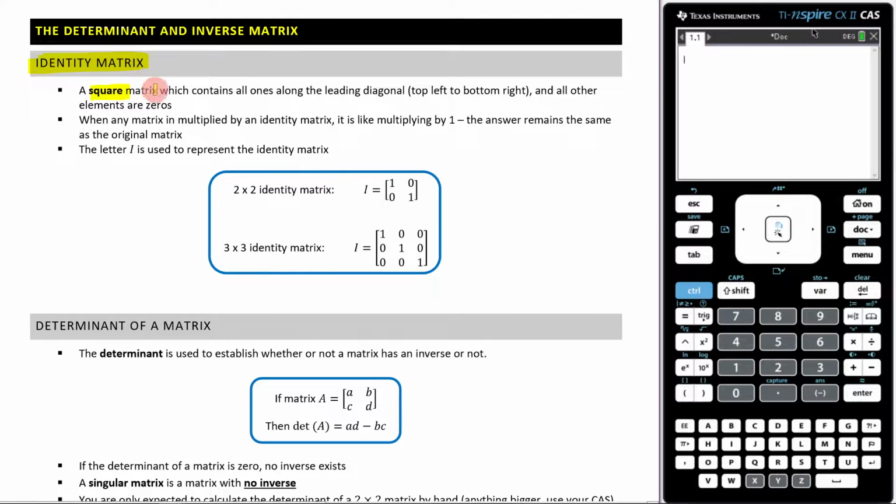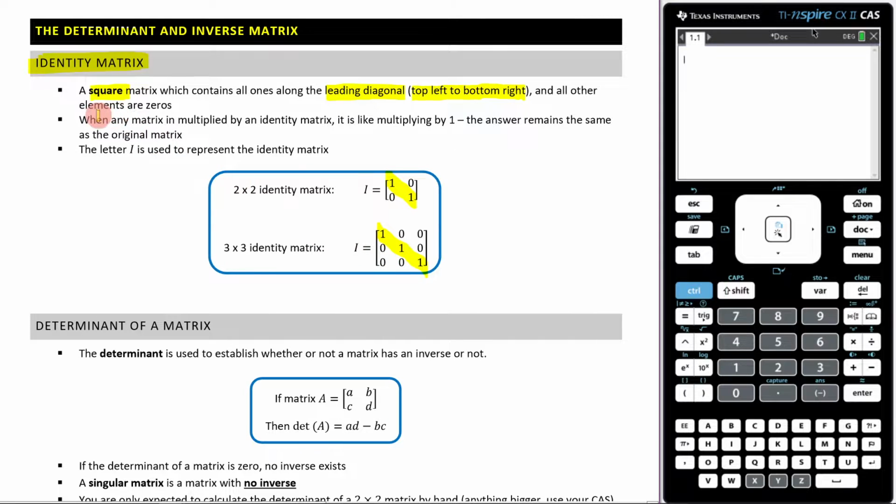A square matrix which contains all ones along the leading diagonal. So that is the top left to the bottom right, and all other elements are zeros. So if we look here, here's a 2 by 2 identity matrix. And as you can see, the leading diagonals are full of ones, everything else is zero. Here's a 3 by 3 identity matrix. As you can see, the leading diagonal is full of ones, everything else is zero.